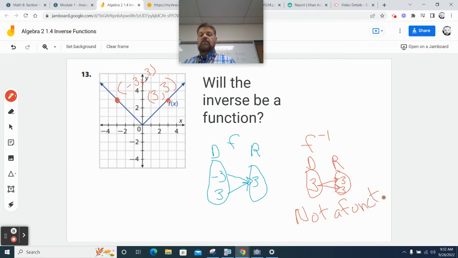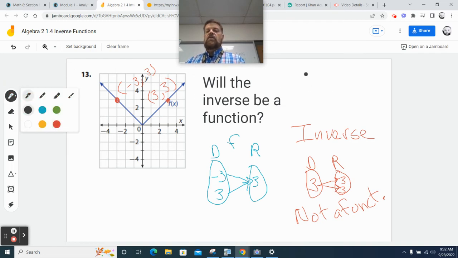So technically, I can't even use this notation. I can't even call it this. I have to say the inverse, right? So this is just the inverse. And we talked about this. Remember that in order for us to have an inverse function, you have to have what we call a 1-to-1 function in order to get an inverse function.